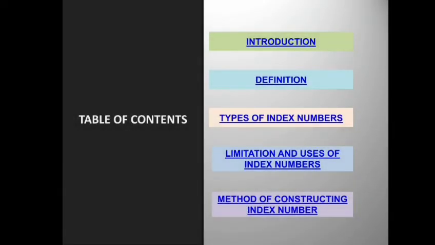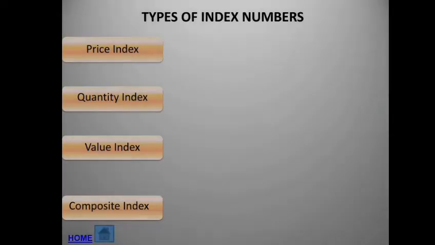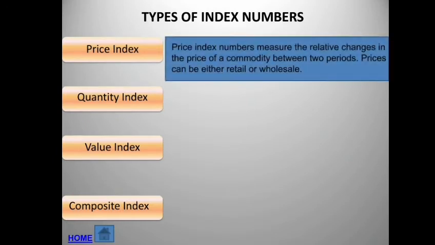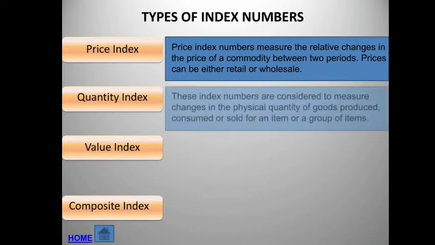Types of index numbers. So these are the four main types of index numbers. Price index. Price index numbers measure the relative change in the price of a commodity between two periods. Prices can be either retail or wholesale. Quantity index. These index numbers are considered to measure changes in the physical quantity of goods produced, consumed or sold for an item or a group of items.